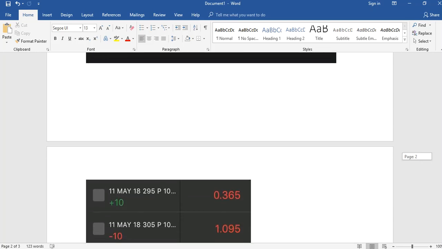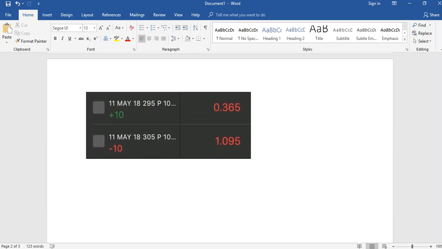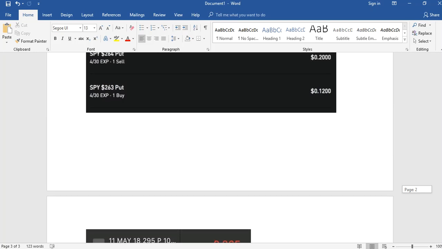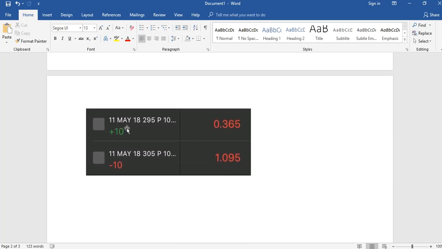One more example, this is a trade I actually put on today, and I left the ticker symbol off the screenshot, but this was on Netflix. You can see here it's for the May 11th expiration on both, so that automatically tells me it's a vertical spread. You can see there's a plus 10 and a minus 10. That means that I bought this leg and I sold this leg. So even though it doesn't explicitly say buy or sell like it did in the above screenshot, the fact that you see a plus 10, that's an indication that I bought 10 contracts. Minus 10 means that I sold 10 contracts. Here are the two strike prices, the 295 and the 305, and it was a put.